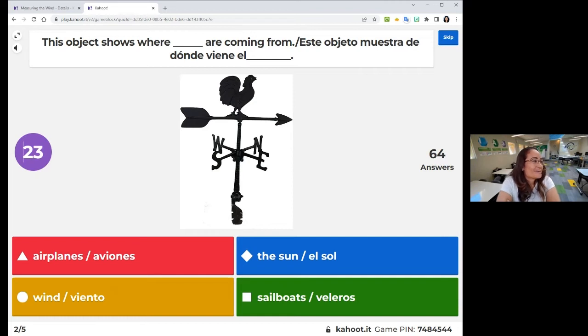I do see our decoration there, a little rooster. I think I've seen these on maybe barns. If you go out into rural areas, you might see a couple of these on a barn. But yeah, I think they're mostly for decoration. Again, the object here shows where airplanes are coming from, where wind is coming from, where the sun is coming from, or where sailboats are coming from.